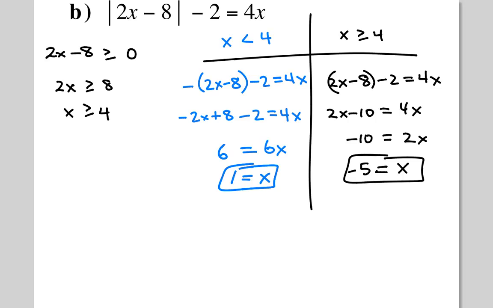And then you have to analyze these two answers. So is 1 less than 4? Yes. Is negative 5 greater or equal to 4? No. So reject that one.